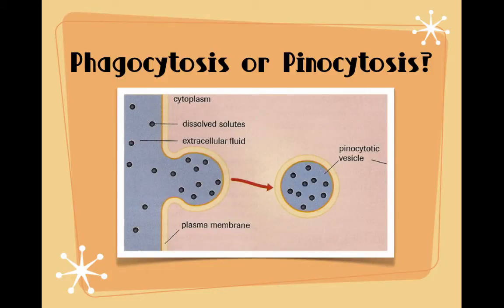Next image, phagocytosis or pinocytosis? It's a 50-50. If you look at the image, you'll notice that all of those little dissolved solids would represent the liquid. So this here would be pinocytosis. And you can even see in the label there where it says pinocytotic vesicle, gives you a hint that it is pinocytosis, so cell drinking, bringing liquids into the cell.